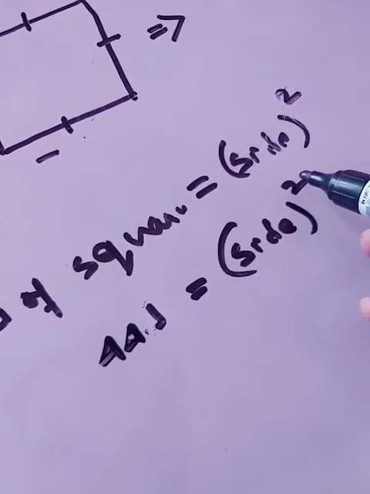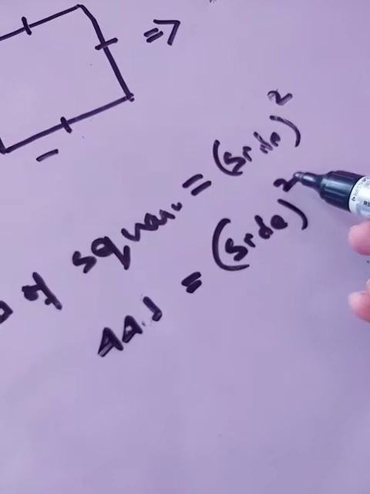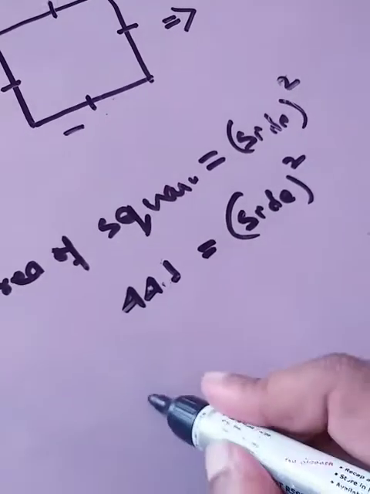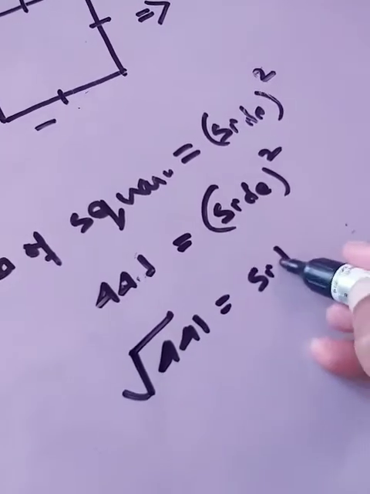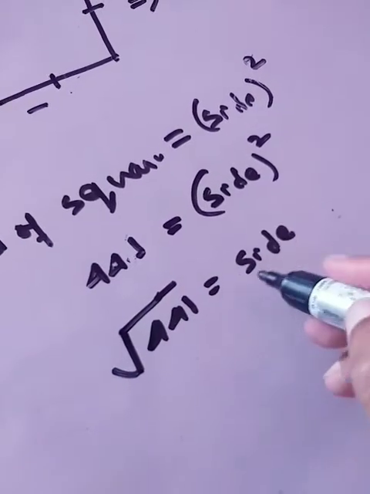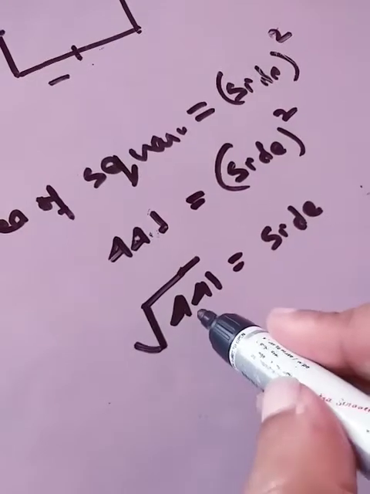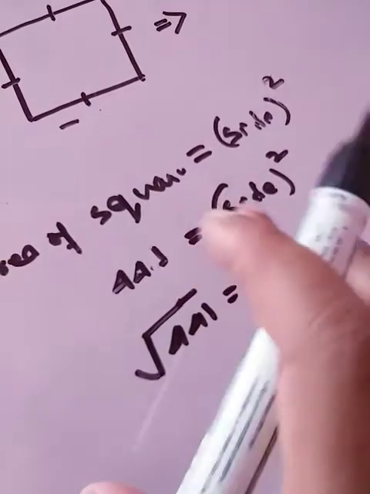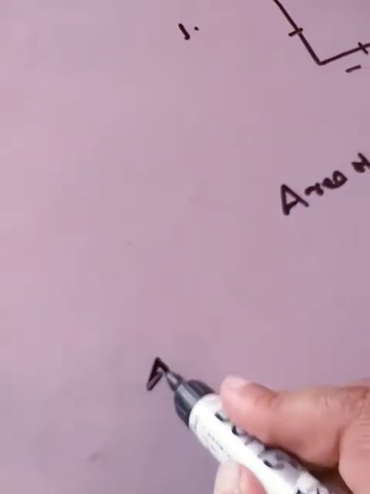Now you know that if you have to remove this square from the side, or transpose this square to the left hand side, then it will turn into a square root, isn't it? So if you find the square root of 441, you will know the measurement of each side of the square. How to get it? You can get it by the prime factorization method or by the division method. It is entirely your choice. I will go by the division method because it is a little faster.